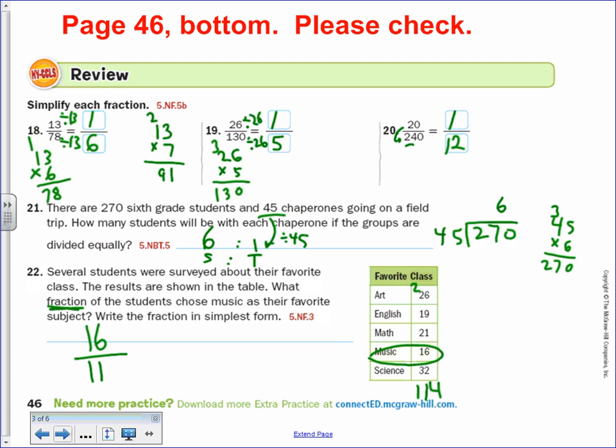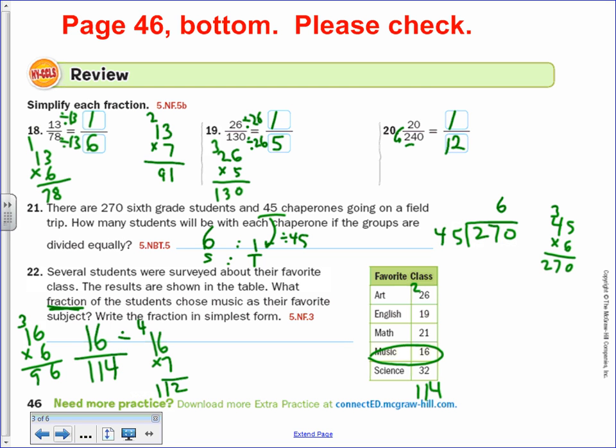It's kind of a strange looking fraction. I wonder if 16 goes into 114. Let's see, 16 is pretty close to 20. 20 times 5 would be 100. Let me try 16 times 6. 6 times 6 is 36. No, it's a little bit bigger. Try 16 times 7. That ends with a 2. 7, 8, 9, 10, 11. That's pretty close, but not perfect.